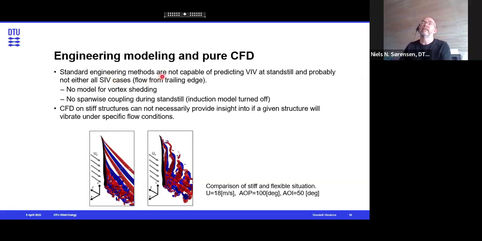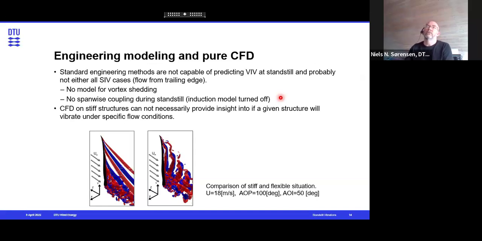We know it is difficult, and for example, flow from the trailing edge is probably not well described in that many aeroelastic codes. And definitely the span-wise coupling along the blade will typically, you will switch off your induction model, and the span-wise sections will only be coupled through the angle of attack, and that will probably not give you the right correlation in the span-wise direction.